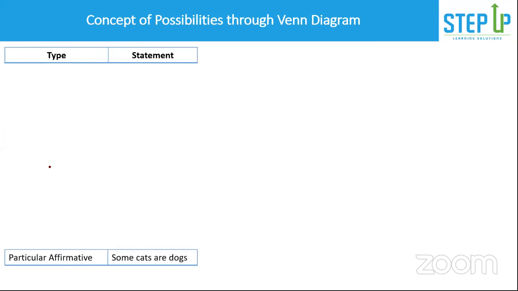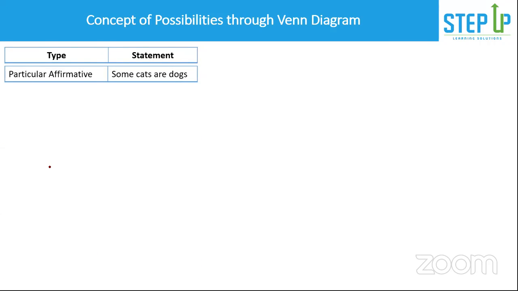Excellent. Now let's move to the third type of statement. This type of statement requires you to keep an open mind. It's not an easy one. It's not a difficult one also, but it's not very easy either. That means you have to think about all the possible diagrams.